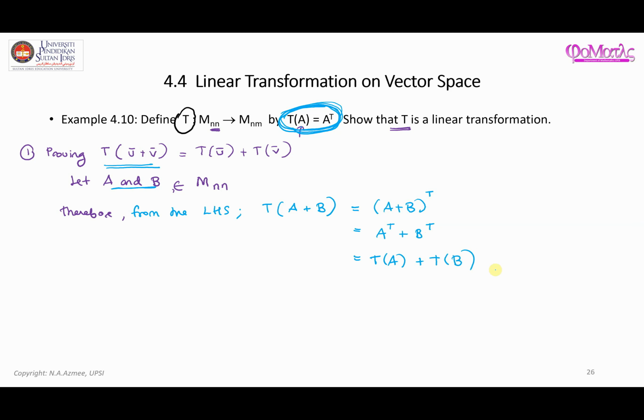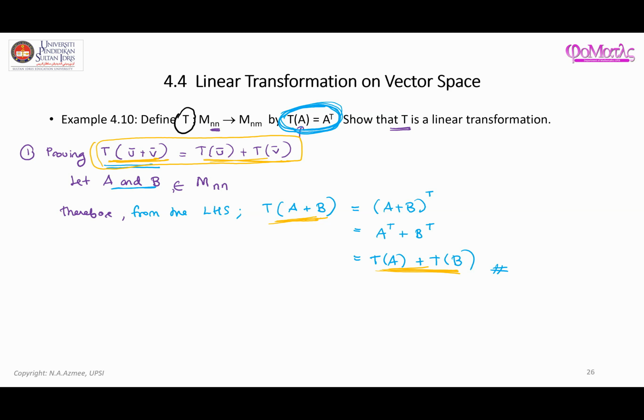And we have managed to show that the left hand side here is equal to the right hand side here, as what we need to show in the first condition. So here we have u plus v as the input, here we have A plus B as the input. And on the right hand side, we consider them separately, which is what we have managed to show right here.